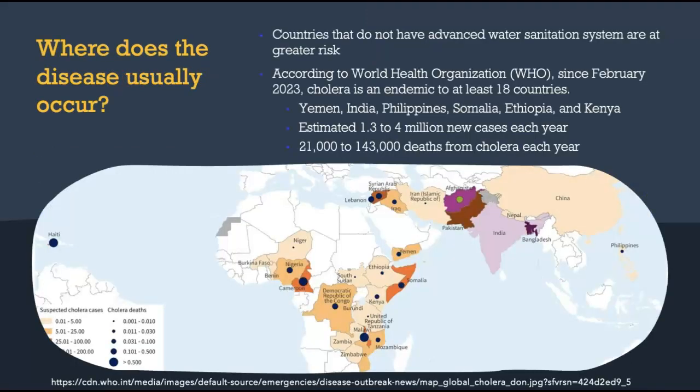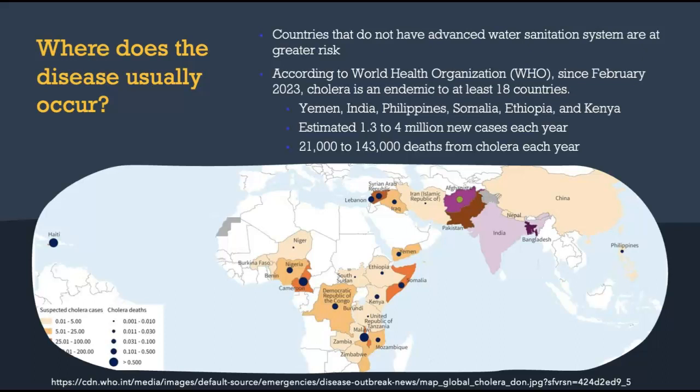Countries that do not have advanced water sanitation systems are at greater risk of contracting the illness. According to the World Health Organization, since February 2023, cholera is endemic to at least 18 countries. Some examples are Yemen, India, Philippines, Somalia, Ethiopia, and Kenya.